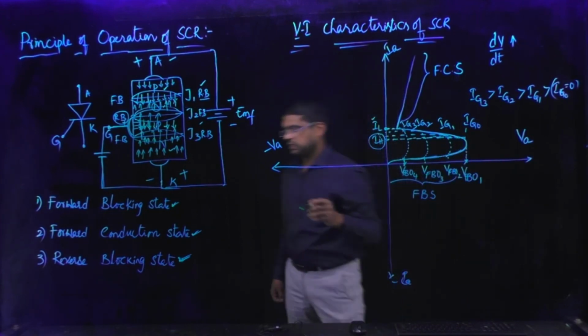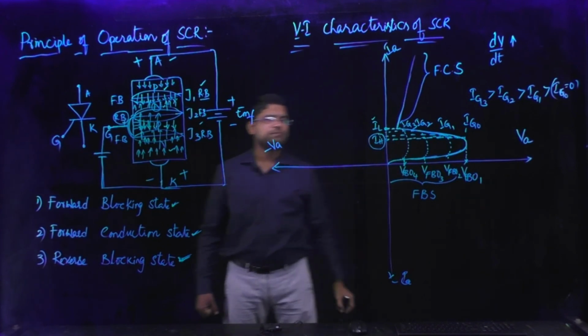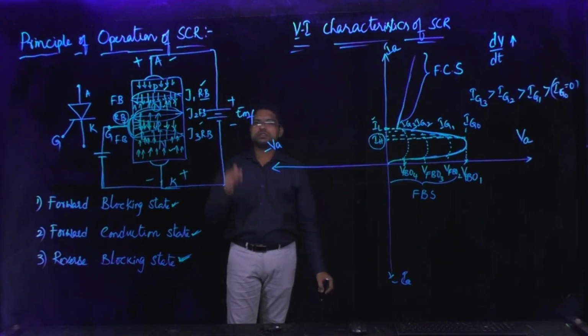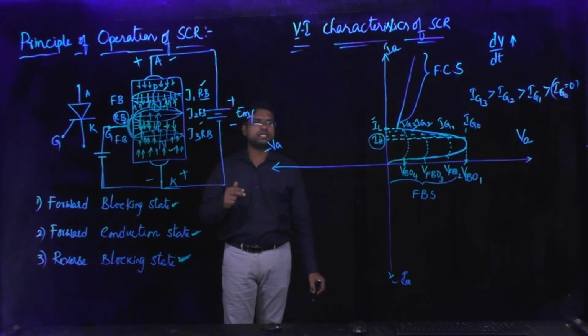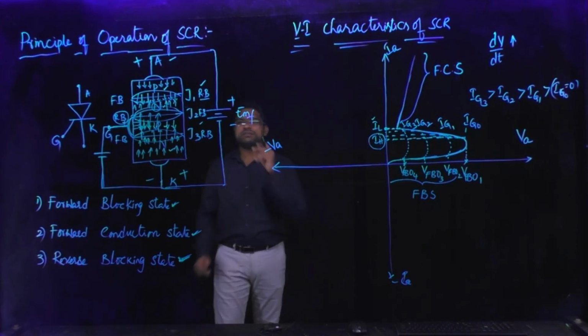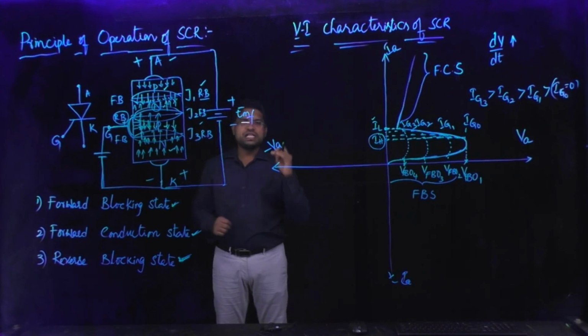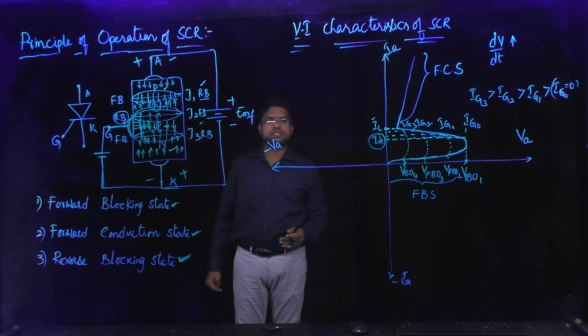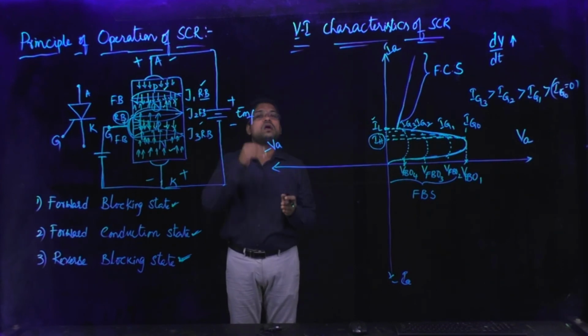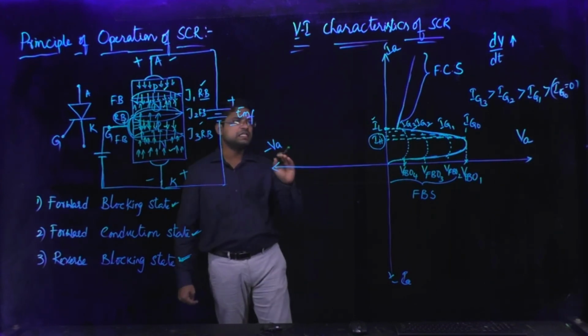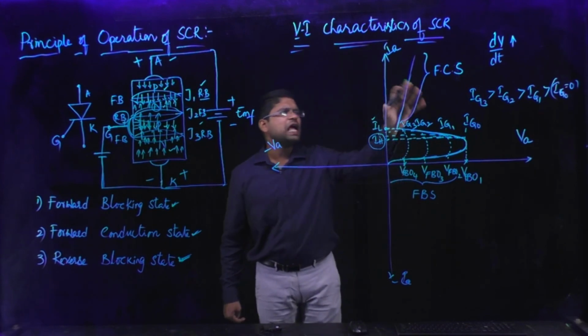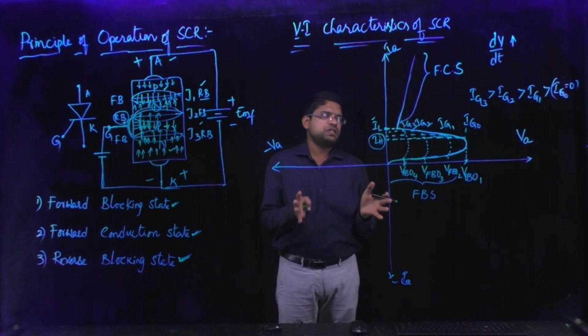So there are two types of currents in the SCR, holding current and latching current. Holding current is the minimum anode current below which the SCR is turned off. Latching current is the minimum anode current which keeps the device in the on state even after removal of the gate signal, and it is greater than the holding current. Right? So all this happens during the forward bias condition of the SCR.